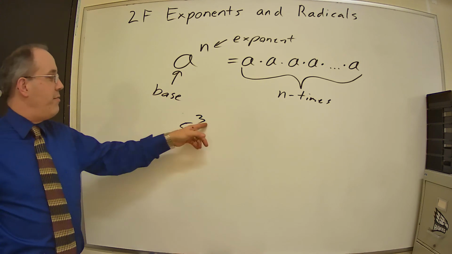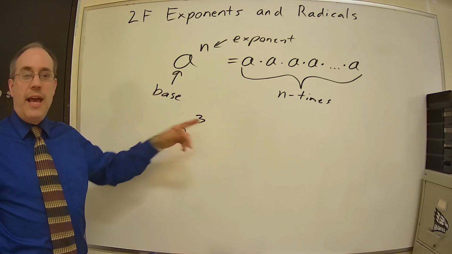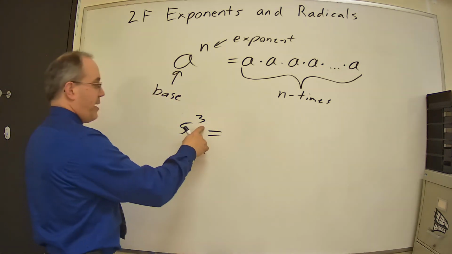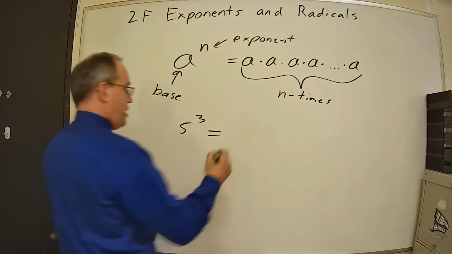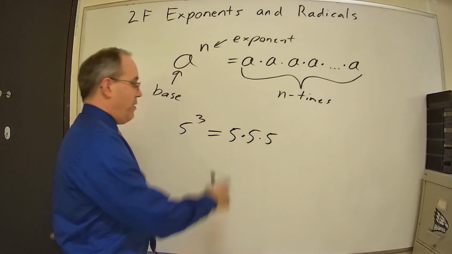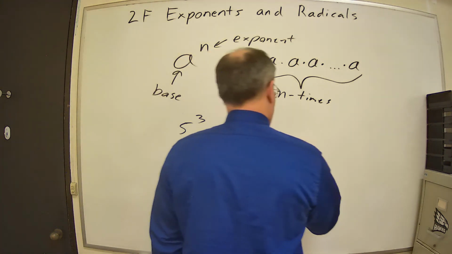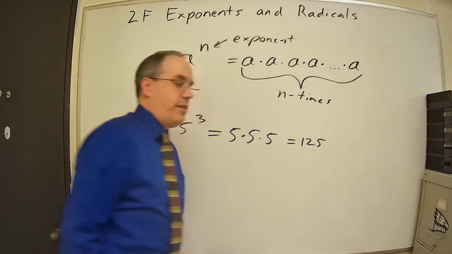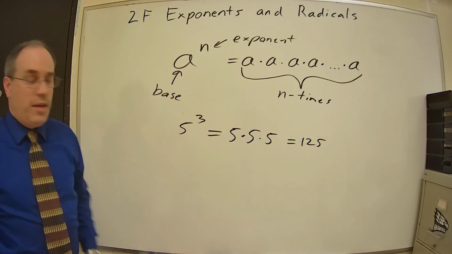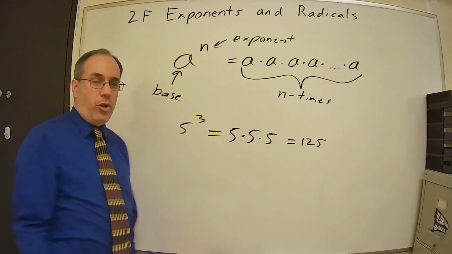So we have 5 to the third, 5 being the base, 3 being the exponent or the power. And what that's saying is we're going to take 3 5s and multiply them together. 5 times 5 times 5. 5 times 5 is 25, times 5 is 125. So that right there is how an exponent works. Take this many of the base and multiply them together.